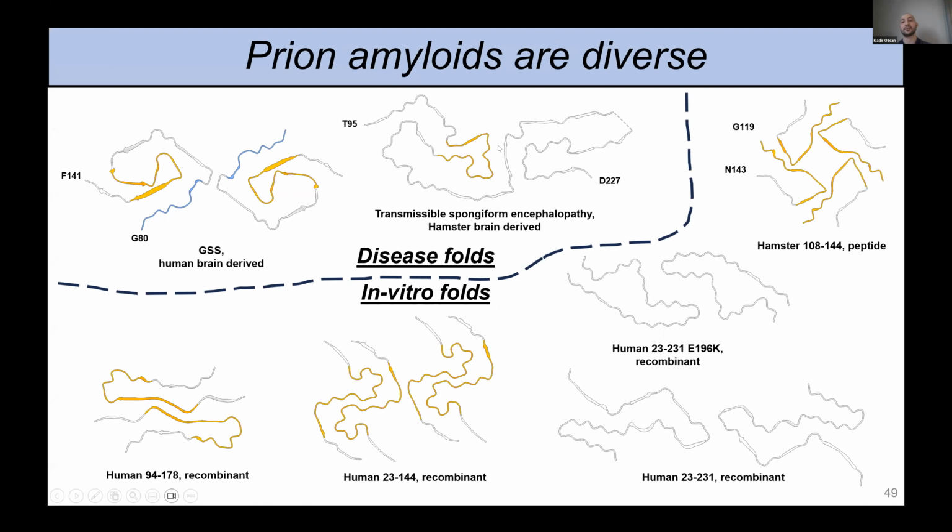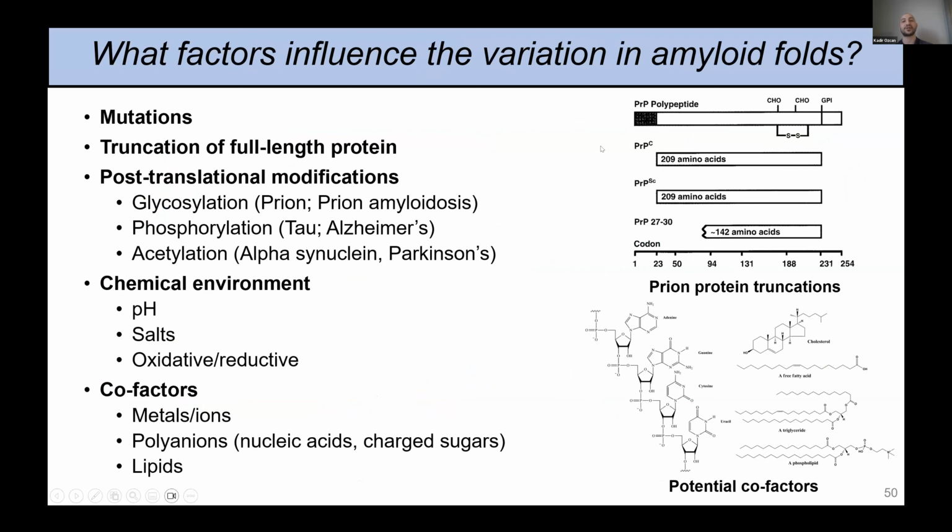We can see that prion structures from the disease states, so this is my structure from the human, and this is a structure from a hamster, are very different from one another. So the same protein forms very different structures. And many of the in vitro, so just in a test tube with recombinant protein, also have very different folds. So this kind of asks the question, what are the factors that influence these variations?